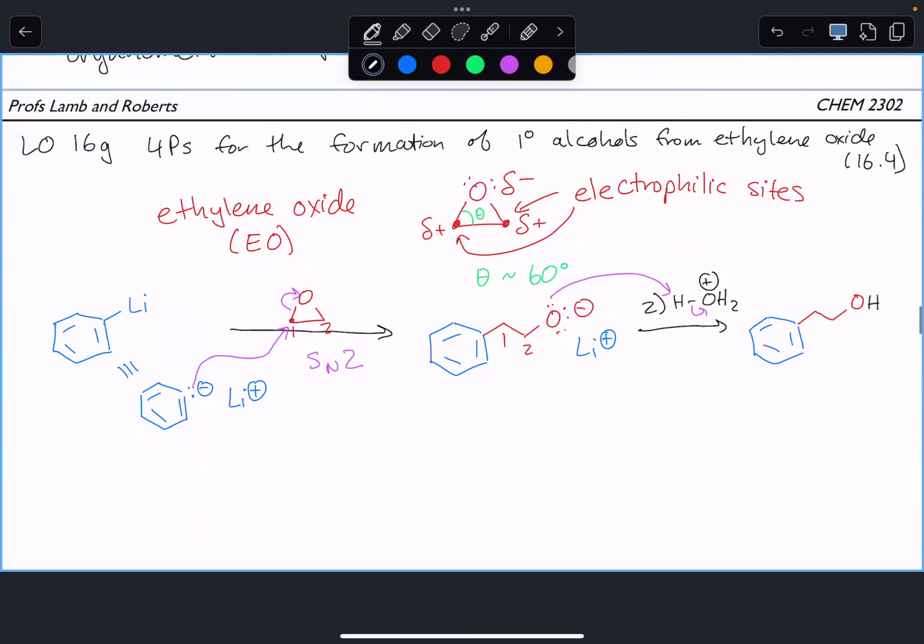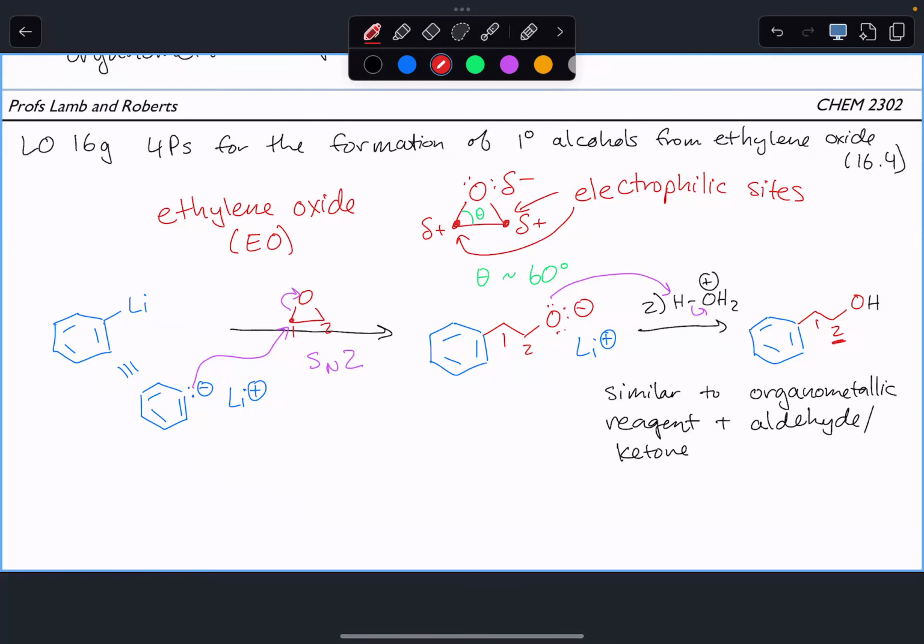Okay, so this is very similar to our organometallic reagent plus an aldehyde or ketone, except for the fact that oxygen is now on the 2 carbon instead of on the 1 carbon.